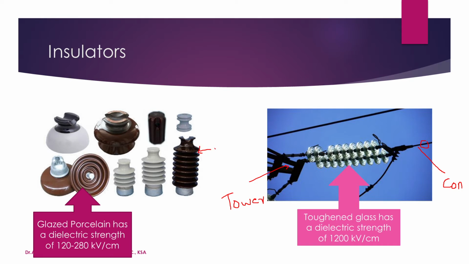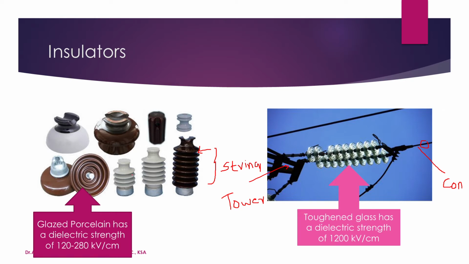Now here you see a string of insulators. This is called a string of insulators. String means it's a connection of individual insulators. Now why are we discussing the string of insulators? Because when we go for high voltage applications, we need a string of insulators.